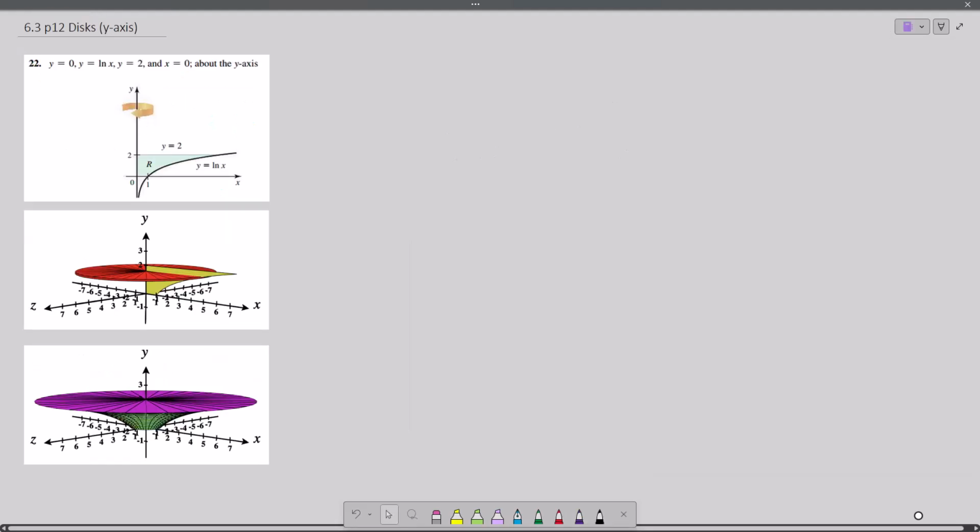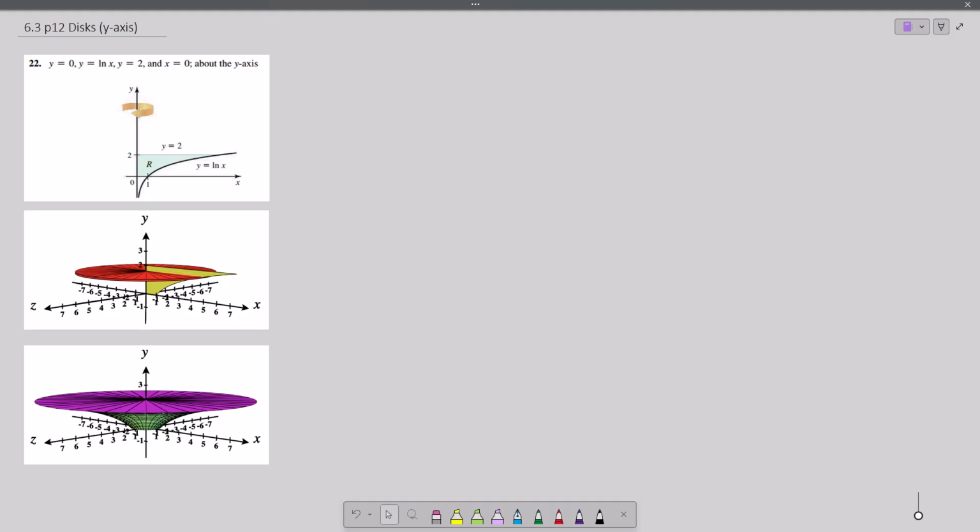Let's try one. All right, so there is our region bounded by these three curves. Make sure you can graph the natural log function. That's a function you absolutely should be able to graph instantaneously. X-intercept is 1, 0, right? Has a vertical asymptote at x equals 0, the y-axis. That's the vertical asymptote for natural log.